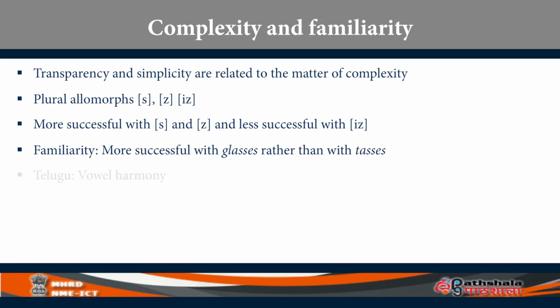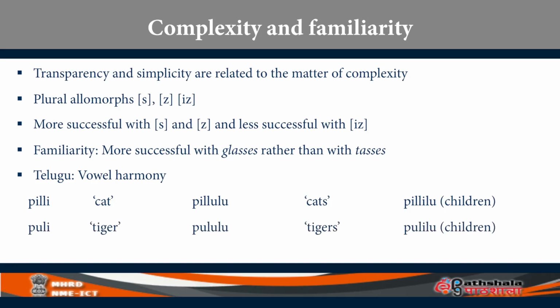We notice something similar in the case of Telugu as well. In Telugu, there is a process called vowel harmony, where a vowel changes its quality when the plural suffix lu is attached. For instance, pilli, which means cat, is pillulu, cats in the plural form. Likewise, puli, tiger, is pululu in the plural form. But children tend to say pillilu and pulilu. This is because of the complexity of the matter. Phonological complexity also delays learning of the correct plural form.